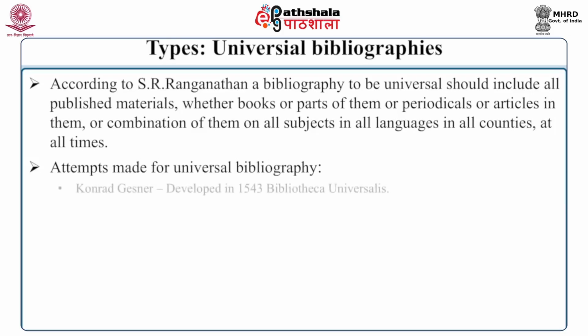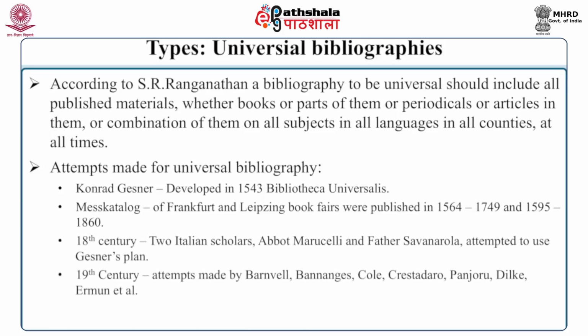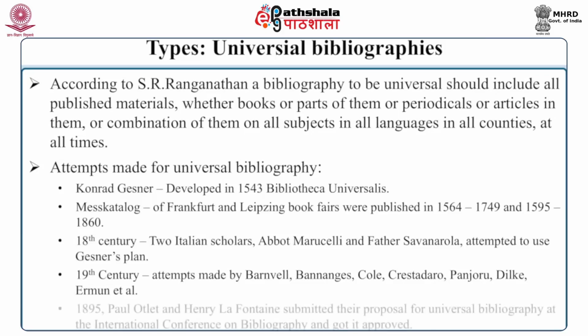The first attempt is by Conrad Gessner, who developed in 1543 a Bibliotheca Universalis. Mass catalogs of the trade catalogs of Frankfurt and Leipzig book fairs also come under the universal bibliographies. Further attempts were made during the 18th and 19th centuries, but the best effort we can talk about is by Paul Otlet and Henri La Fontaine. In 1895, they proposed a universal bibliography and made certain attempts towards it, though they were unsuccessful.